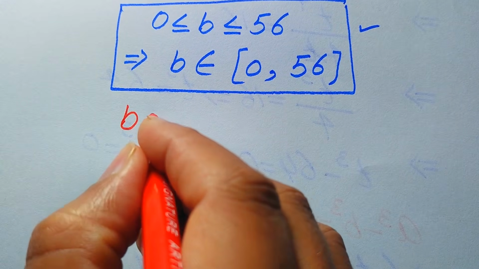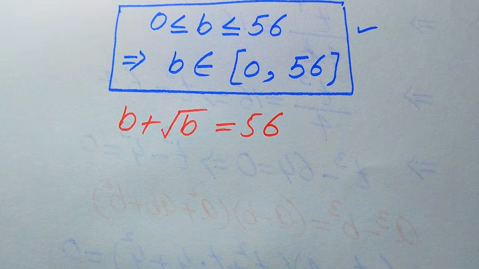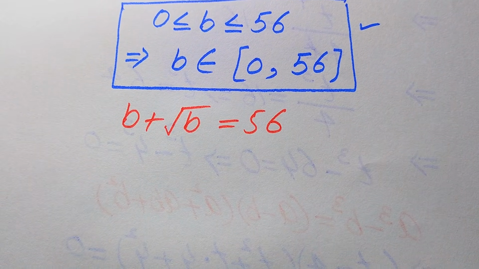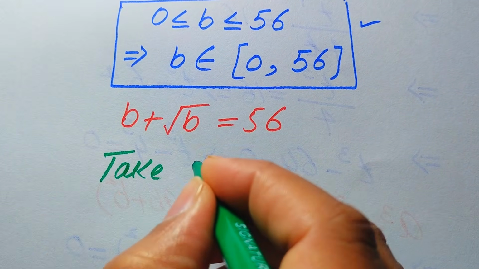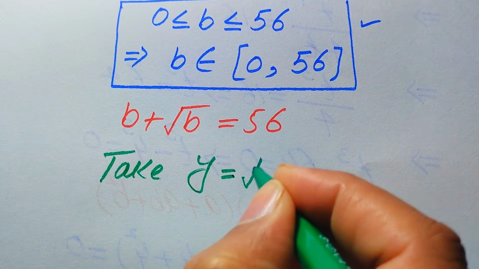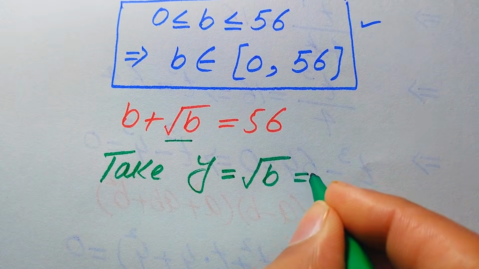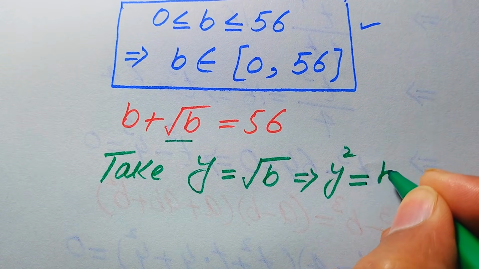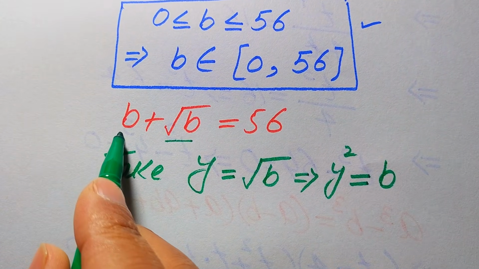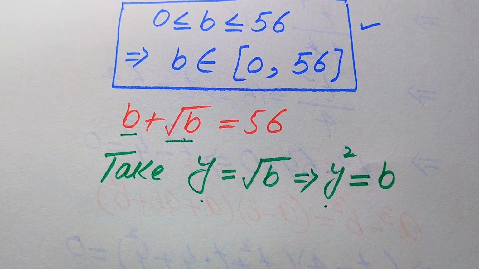For this we copy down the given question statement. Here it is: b plus square root of b is equal to 56, and here we take a little bit of substitution. We substitute y is equal to square root of b, and when we apply squaring on both sides we obtain y square equals b. It means that we substitute b equals y square, and the square root of b is equal to y.